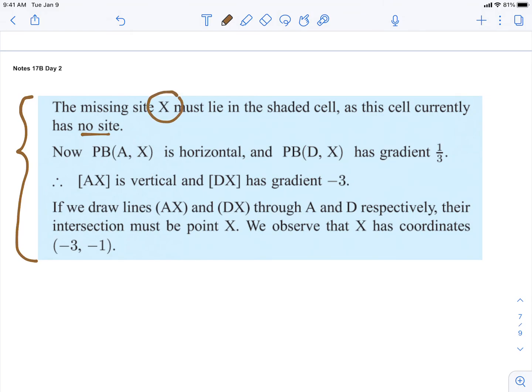So we found the perpendicular bisector of AX is horizontal. The perpendicular bisector of DX has a slope of 1/3. So then we would have AX is vertical and DX has a slope of -3. And then we would draw those lines, giving us the point intersecting at -3, -1.